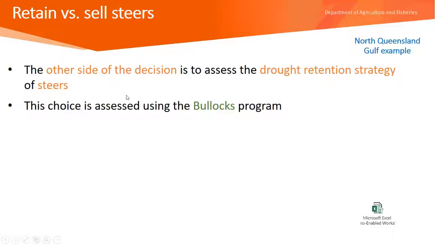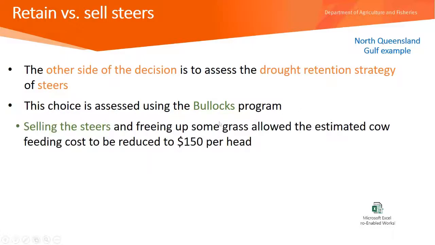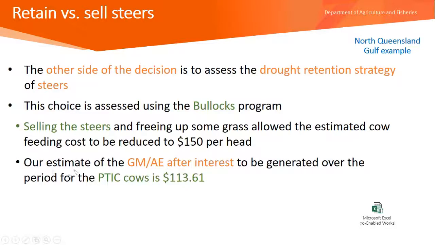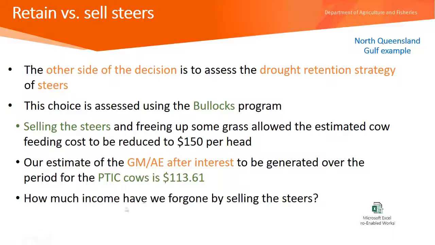The other side of the decision is to assess the drought retention strategy of the steers. So what if we don't sell the steers and we keep them? And this choice is assessed in the Bullocks program. Selling the steers and freeing up some grass allowed the estimated cow feeding cost to be reduced. It gave us that gross margin of 113.61 per AE after interest. How much income have we foregone if we do that and sell the steers?